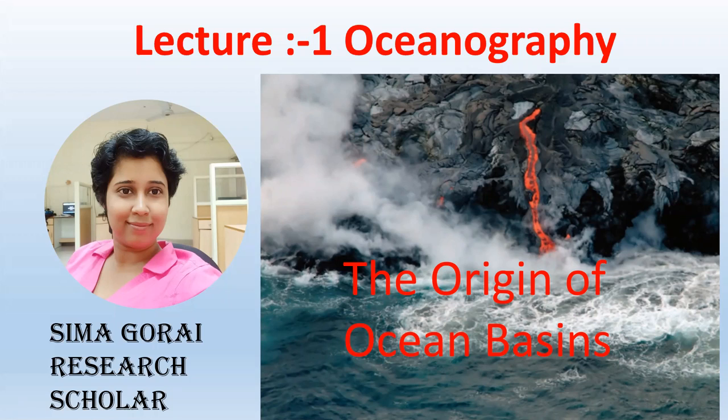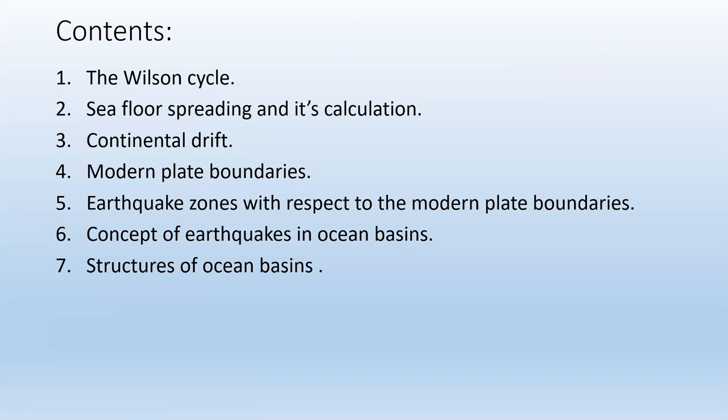Here we will discuss the opening and closing of ocean basins, the Wilson cycle, all those things. We are going to discuss the Wilson cycle, that is the opening and closing of ocean basins, seafloor spreading and its calculation. Then we will go to continental drift, and after that we will discuss modern plate boundaries, earthquake zones with respect to the modern plate boundaries, then concepts of earthquakes in ocean basins. Then at the end we will discuss the structures of ocean basins.